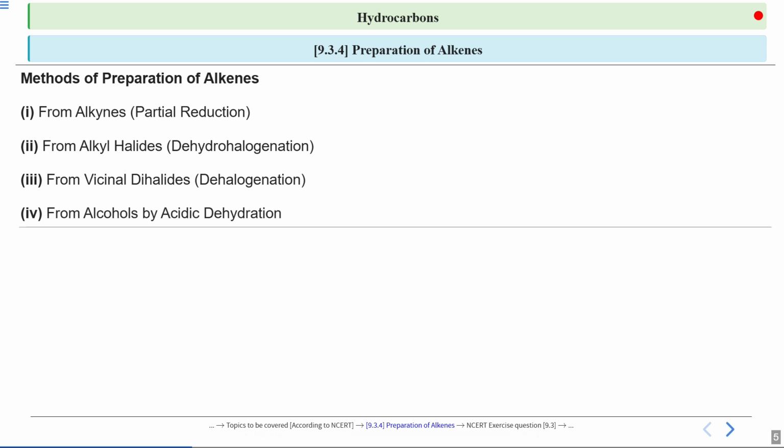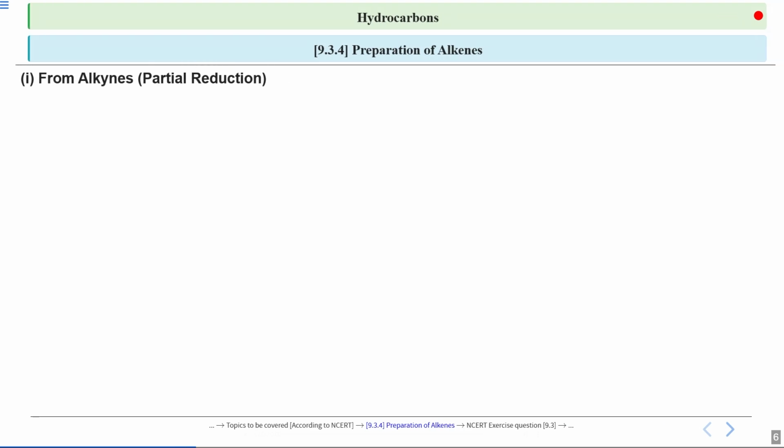Finally, we can prepare alkene from alcohol through acidic dehydration. In this process, an alcohol loses a water molecule, which involves removing a hydroxyl group and a hydrogen atom from adjacent carbon atoms. This reaction is often catalyzed by an acid and it results in the formation of a double bond, creating an alkene. Now, let's start preparation of alkenes by our first method, that is from alkyne.